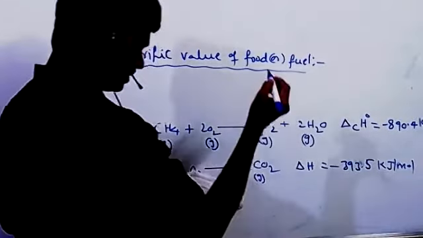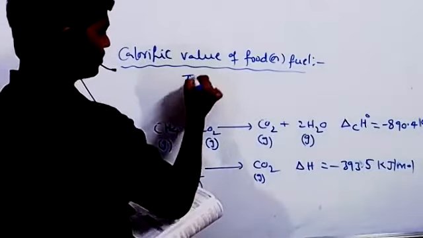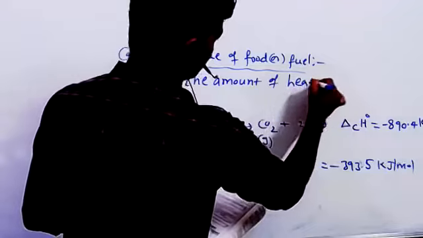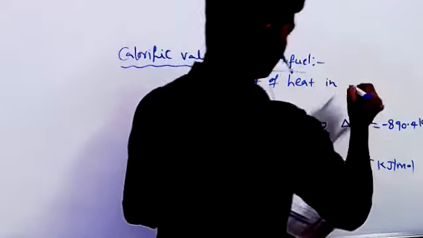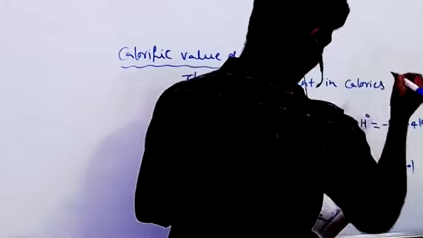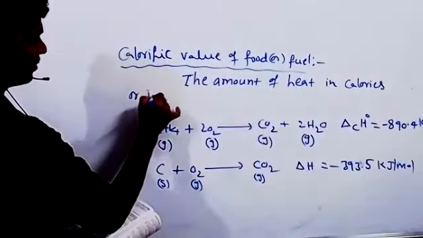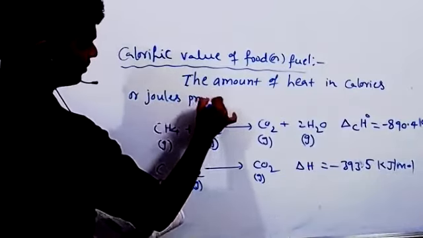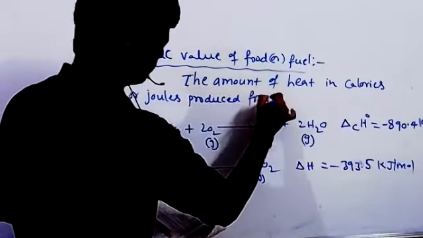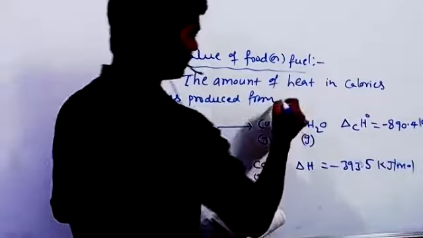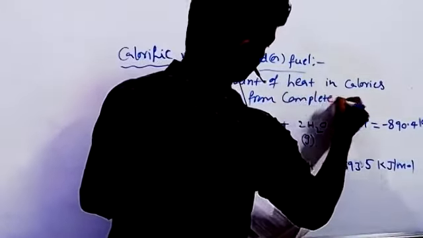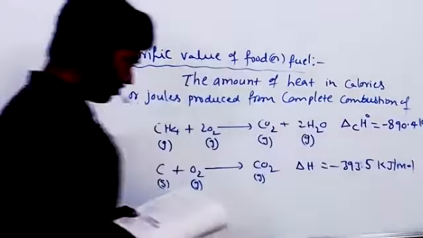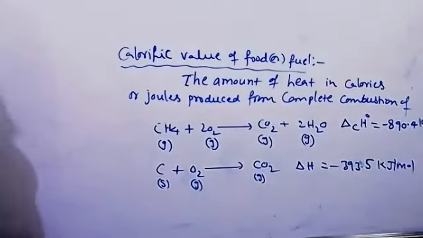The amount of heat in calories or joules produced from complete combustion of 1 gram of the fuel or food.